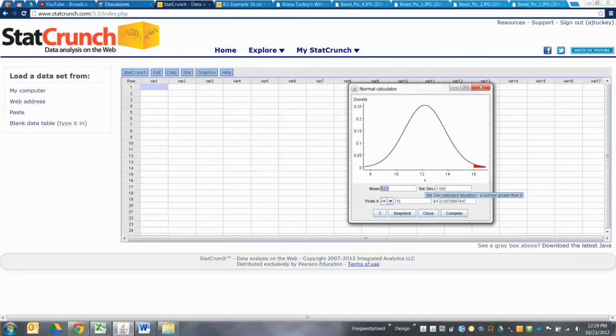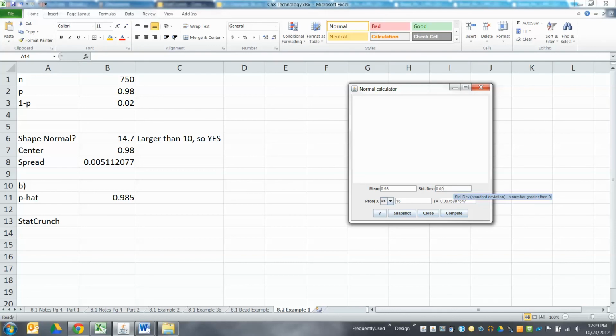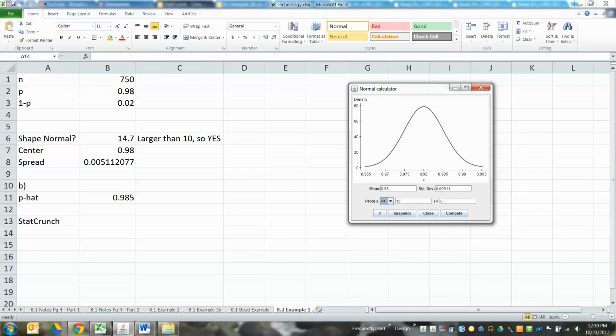So I'm going to make this, now this was 0.98, right? Now our standard error is really small, and I'm going to type in lots of decimal places in here. 0.005112077. Okay? If you don't, you know what? You don't have to. You can just type in 5 decimal places or so, but you want to give yourself several. All right, then I want the probability that x is, now this is a greater than, so I want the arrow going to the right, and then I want 0.985. Compute. And there you go. It tells us it's 0.163.